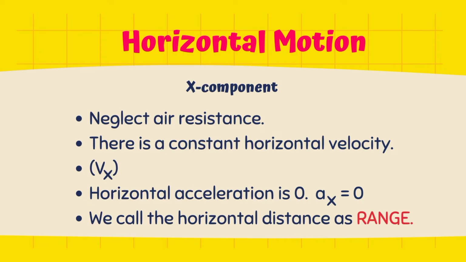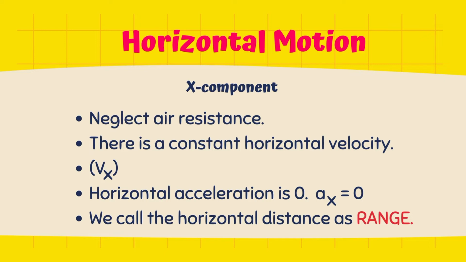In horizontal motion, it is the X component, no resistance in any form. To simplify, we neglect air resistance. Next, there is a constant horizontal velocity. We use Vx to represent it, V for velocity and X for horizontal component. Next, horizontal acceleration is 0.